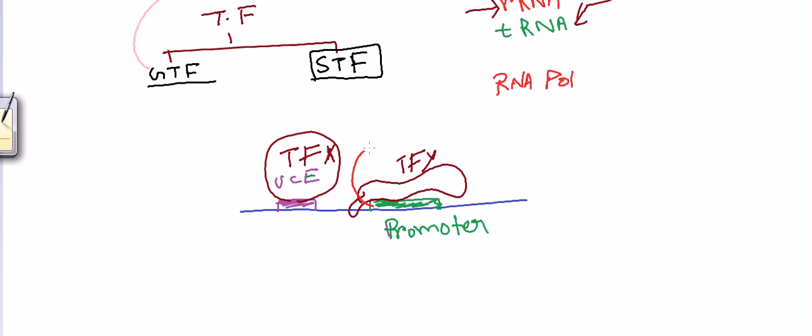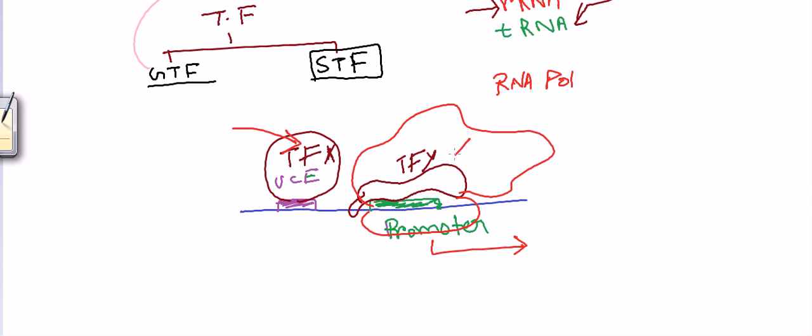Now say RNA polymerase will come, it's a large enzyme, it will come and sit onto the promoter, then it will start transcribing this DNA into RNA. Okay, so that's the process of how it's done. Now remember, in this case the transcription factor X and transcription factor Y, whatever we are talking about, all of them are generalized transcription factors.